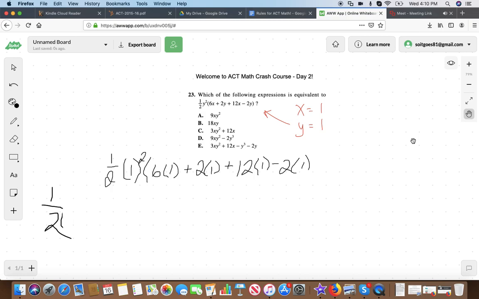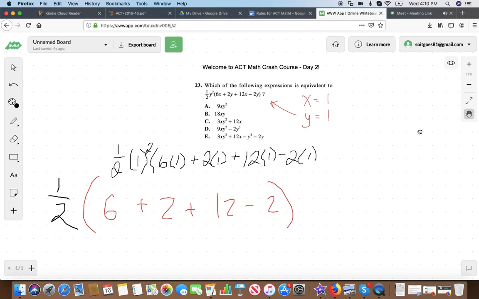So it's going to be 1/2 times 6 plus 2 plus 12 minus 2. Okay, let's do some PEMDAS here. We have to calculate what's inside the parentheses first. Make it really clear. It's just 1/2 there. And what do we get inside the parentheses, Sarah? 6 and 2 is 8. 8 and 12 is 20. Minus 2 is 18. So it's going to be 18 in parentheses times 1/2. What's 1/2 times 18? 9. Just good old-fashioned 9.